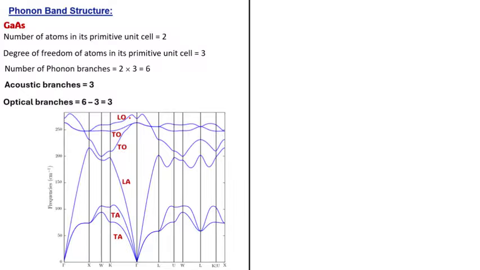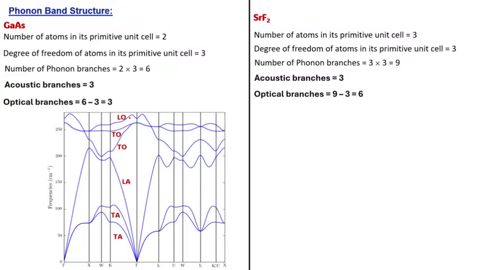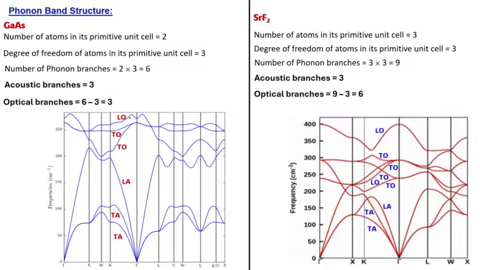If you consider another 3-dimensional lattice, that is strontium difluoride, the number of atoms in its primitive unit cell is 3. The degree of freedom of atoms in its primitive unit cell is also 3. The number of phonon branches will be 3 cross 3, that is 9. Number of acoustic branches will be 3 and number of optical branches will be 9 minus 3, that is 6. And the phonon band structure or phonon spectra of such a crystal looks like this about this K path. These are the acoustical branches and these are the optical branches.